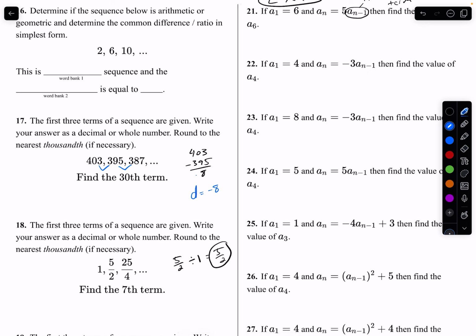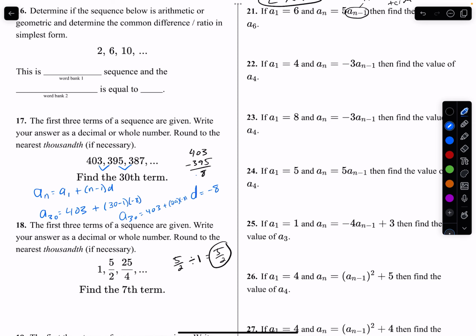So the formula for this, again, we can copy it. We'd say a of n is equal to the first term plus n minus 1 times the difference. Okay, so if I'm trying to find the 30th term, we're going to take 403 and add 30 minus 1 times -8. And this is just a linear function. But go ahead and substitute this into your calculator. So I would say the 30th term is equal to 403 plus 29 times -8.